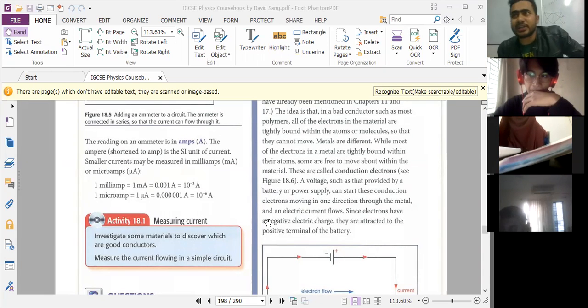When we apply a potential difference, it gives a push to those electrons because it applies a resultant repelling force and attraction force from its negative and positive simultaneously. Then they say, since electrons have a negative electric charge, they are attracted to the positive terminal of the battery.